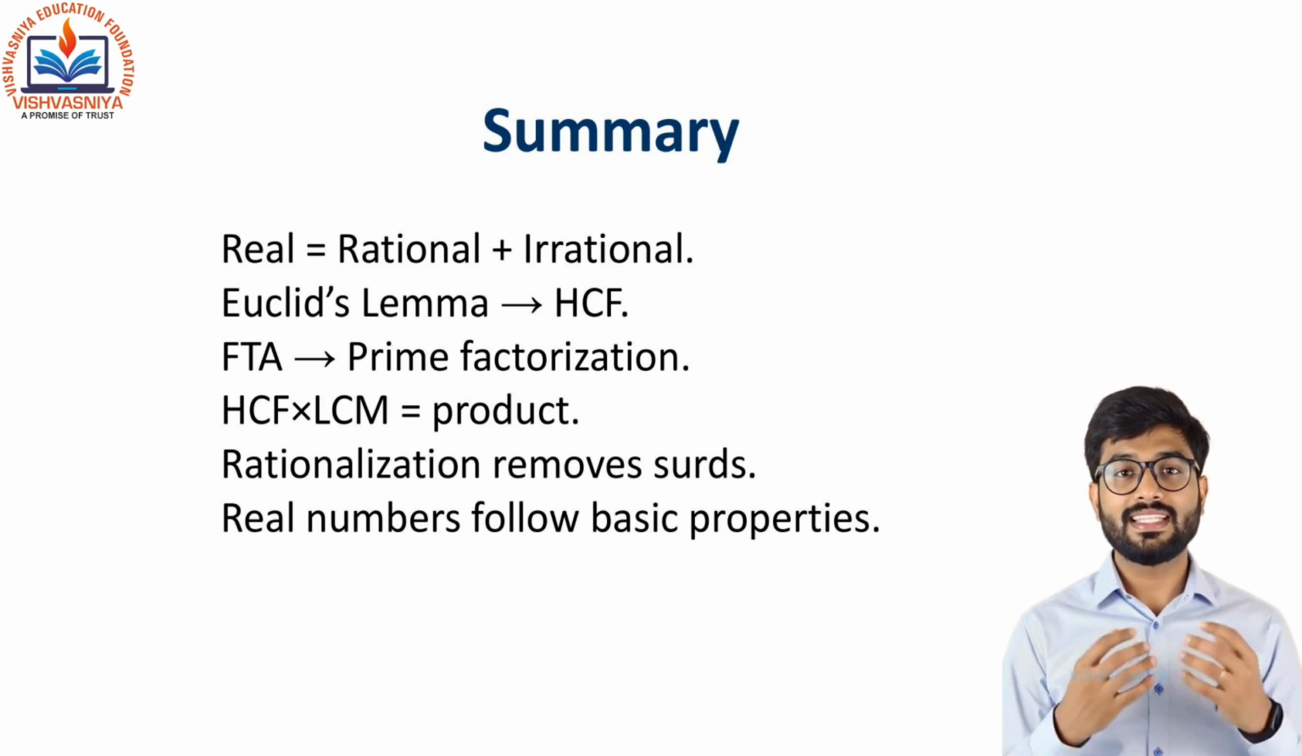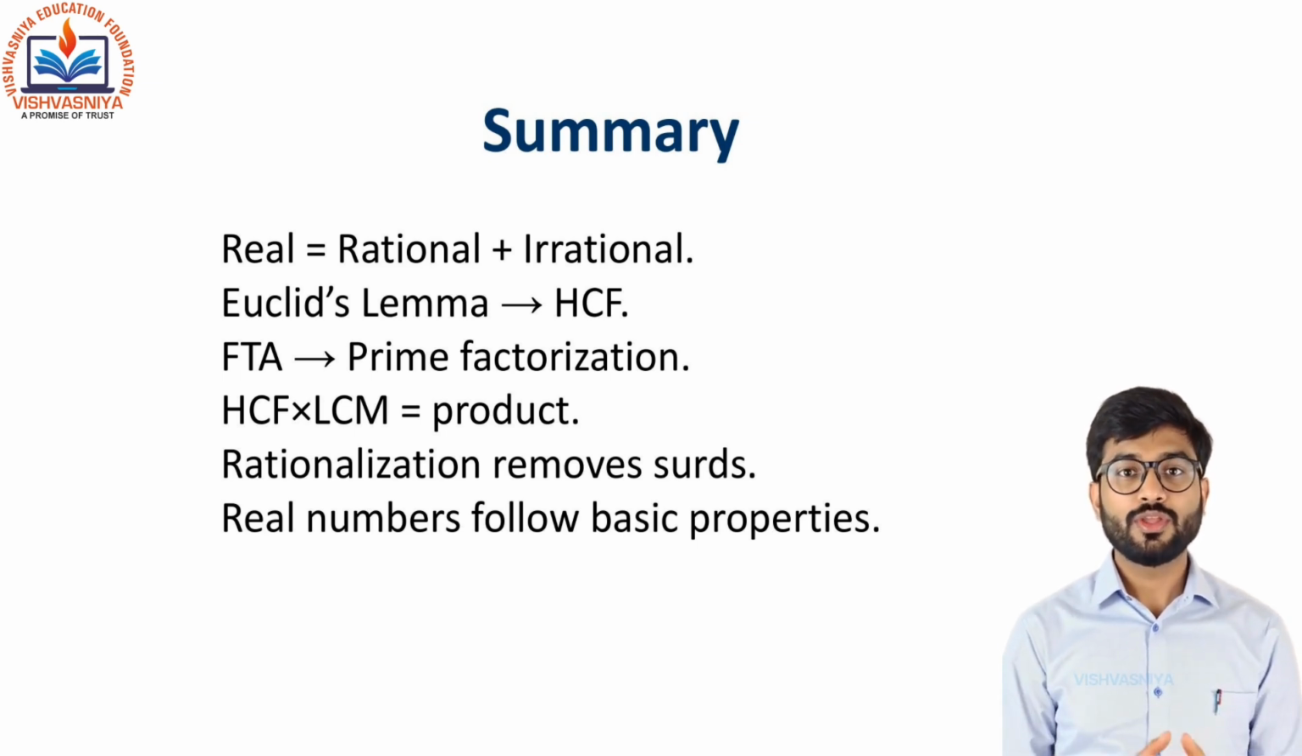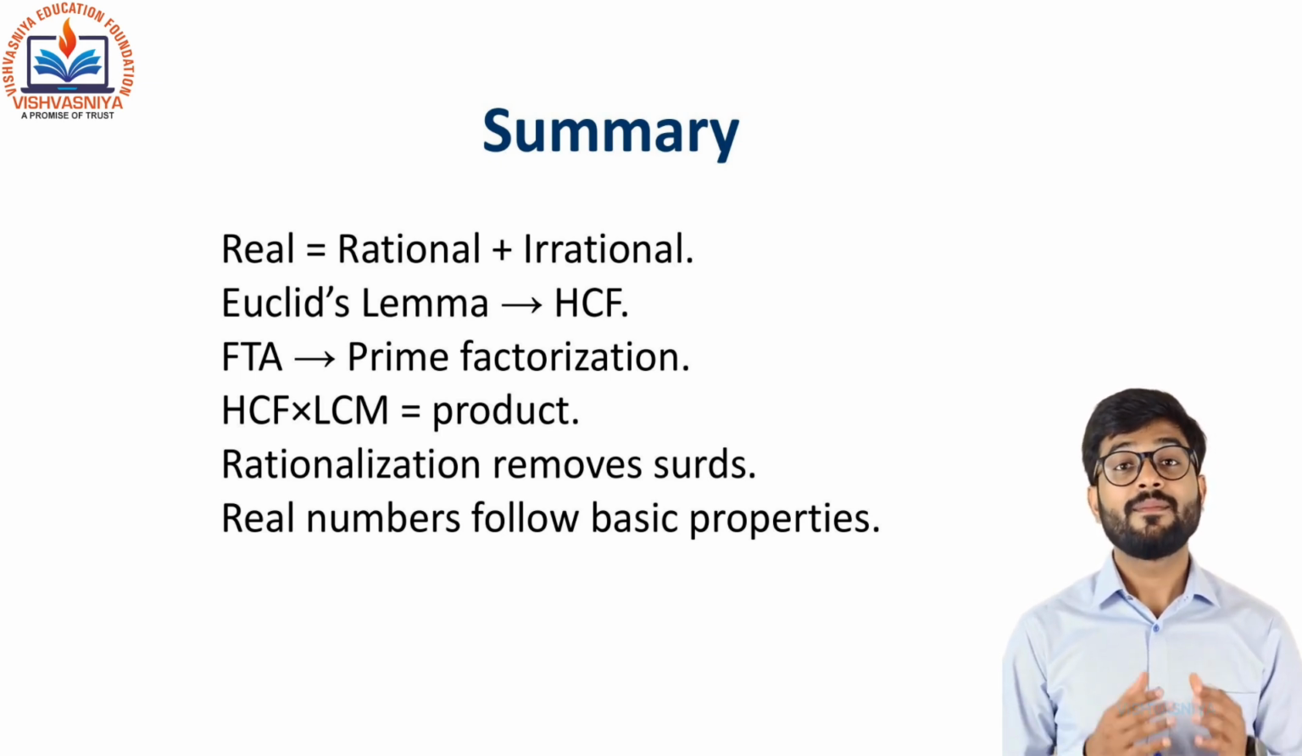5. Terminating decimals have denominators with only 2's and 5's. 6. Irrational numbers are proved by contradiction. 7. Rationalization removes surds. 8. Real numbers follow commutative, associative, and distributive properties.